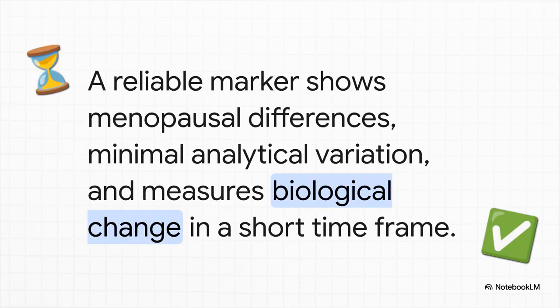But look, not all evidence is created equal. A good or reliable marker actually needs to meet a few specific criteria. For one, it has to show a really clear difference in bone turnover rates between pre- and postmenopausal stages, mostly because that's when bone loss risk just skyrockets for women. It also needs to have minimal analytical variation, which just means the lab test itself has to be super stable. And this is key, it has to measure biological change in a short time frame. We're talking months here, not years. I mean, we really can't wait an entire year to find out if an osteoporosis treatment is actually doing its job.